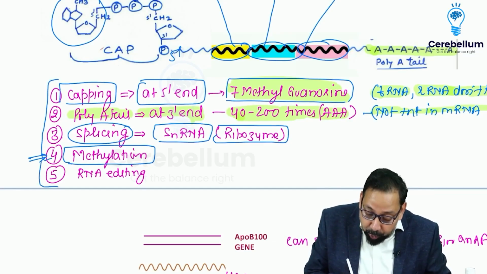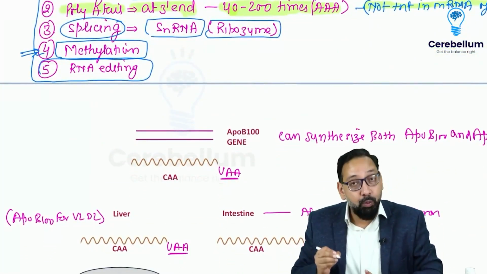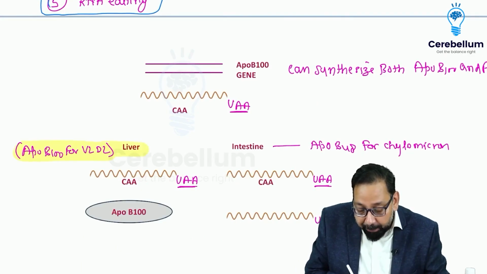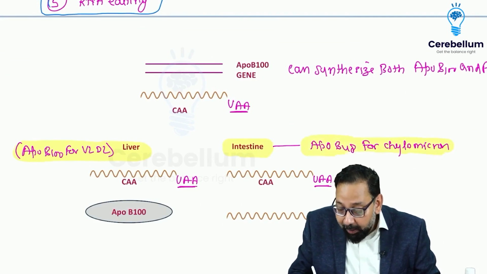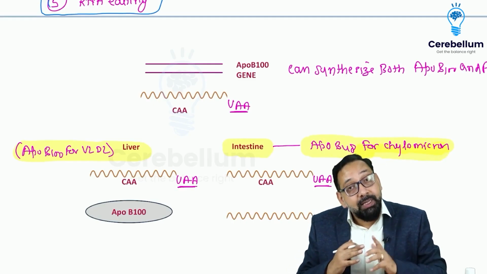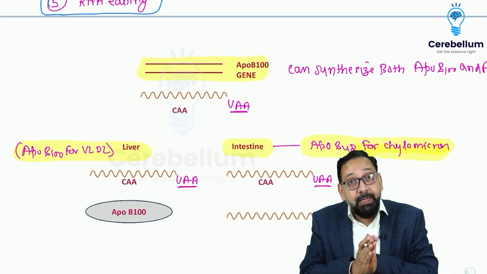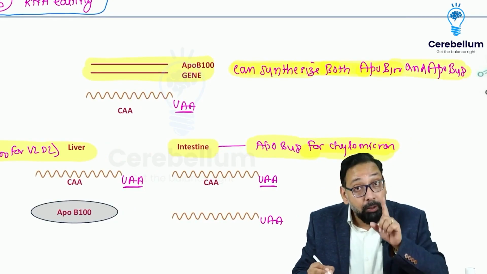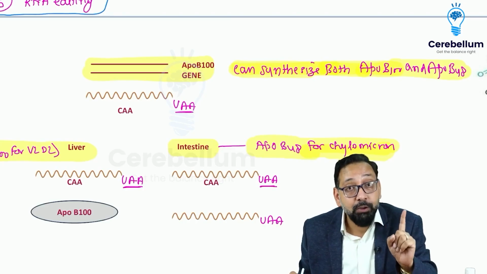And now the fifth post-transcriptional modification is RNA editing. We know that in our body, in the liver, VLDL is synthesized and VLDL contains ApoB100 protein. In the intestine, chylomicrons are synthesized and chylomicrons contain ApoB48 protein. But we found that in our body there is only one gene, the ApoB100 gene. This ApoB100 gene can synthesize both ApoB100 and ApoB48. Question: previously, we used to say one gene, one protein theory, one gene gives rise to one messenger RNA.